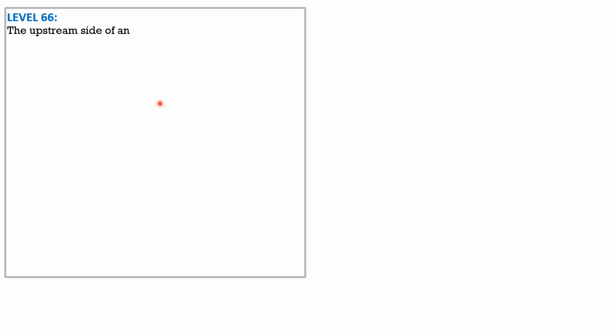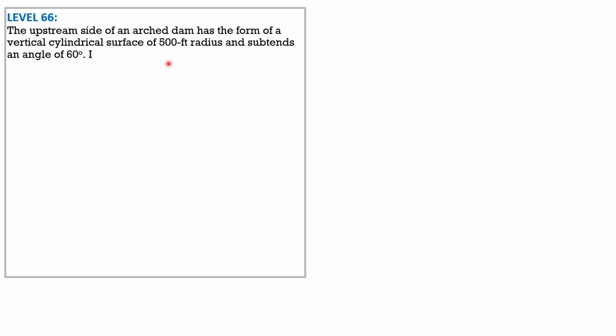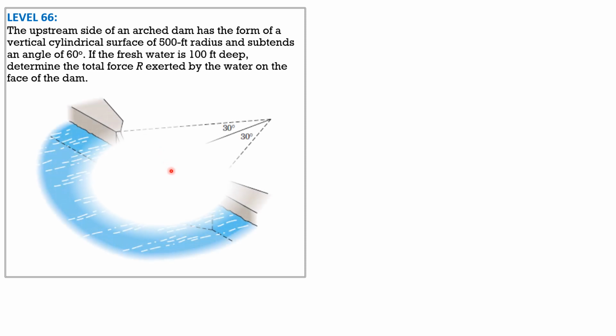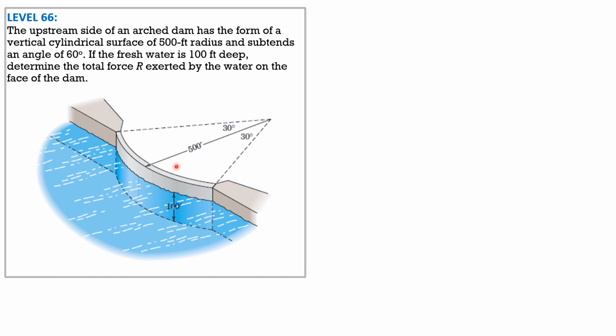Problem 66. The upstream side of an arc dam has the form of a vertical cylindrical surface of 500 feet radius and subtends an angle of 60 degrees. If the fresh water is 100 feet deep, determine the total force R exerted by the water on the face of the dam. So here is the given figure, and based on experience, we had an example similar to this, but it was solved by integration.